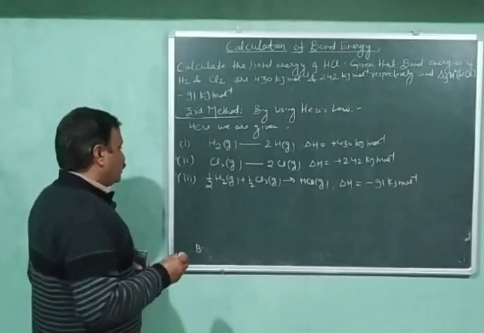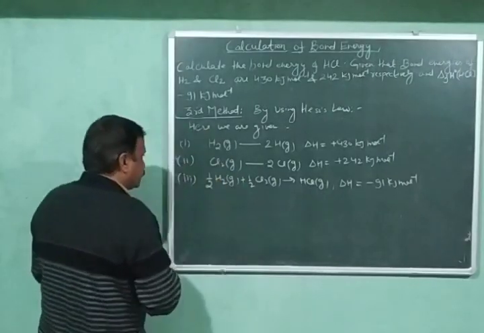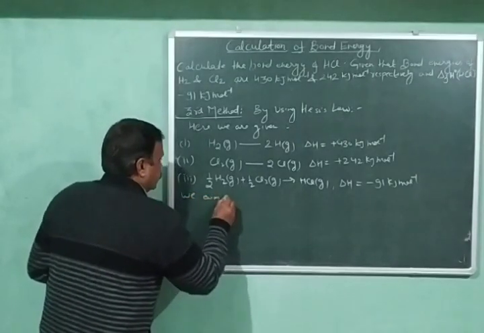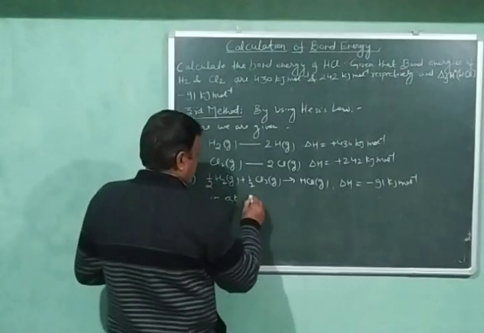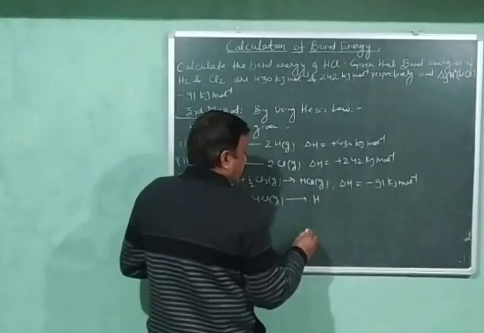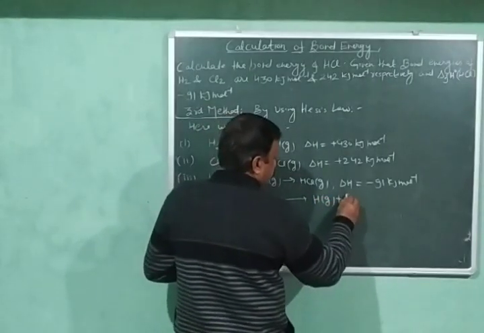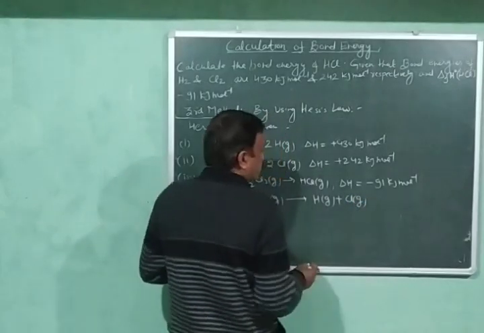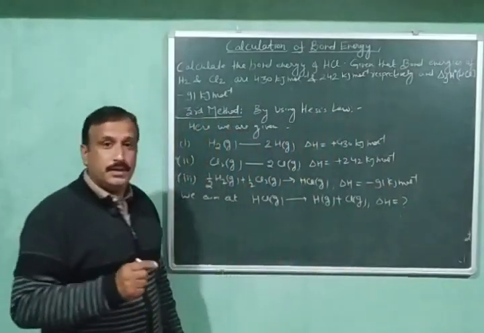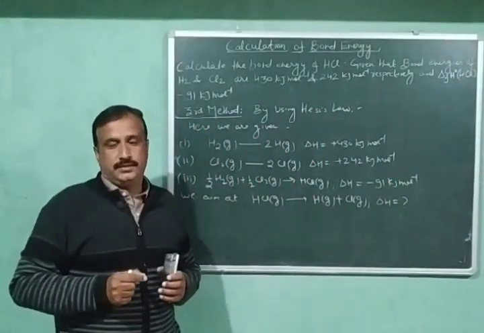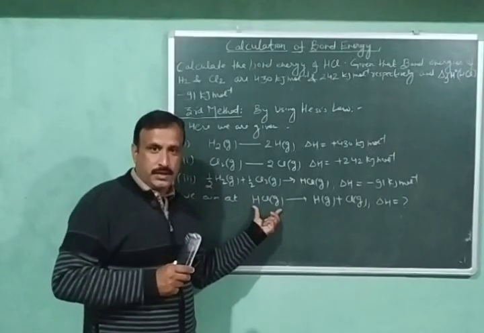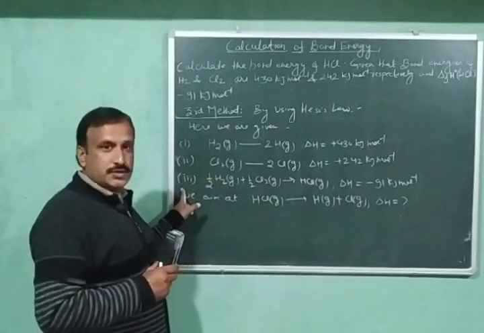Okay, and we aim at that our desired equation is, we aim at HCl gaseous, 1 mole of HCl gaseous giving us 1 mole of hydrogen atoms and 1 mole of chlorine atoms, and as I said that delta H of this reaction will be the bond energy of HCl. Okay, now what we will do, we will arrive at this equation with the help of these 3 equations.